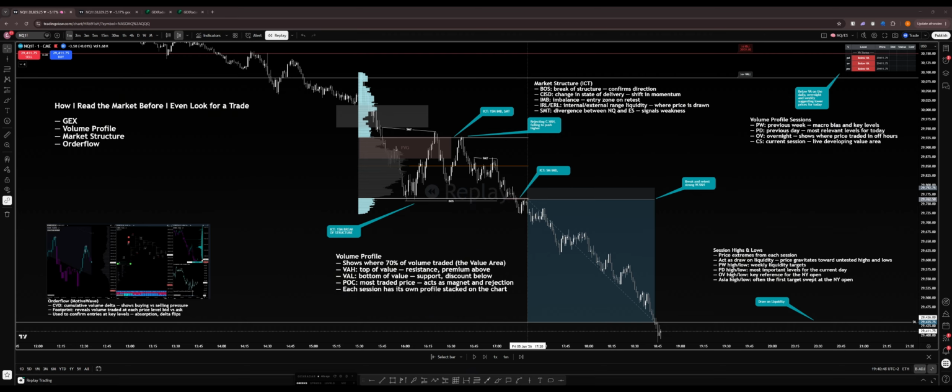Price almost always comes back to fill it. That retest is where I look for my entry, like we had here. We had a 5-minute imbalance, and we tapped it here, and then boom, we moved lower.